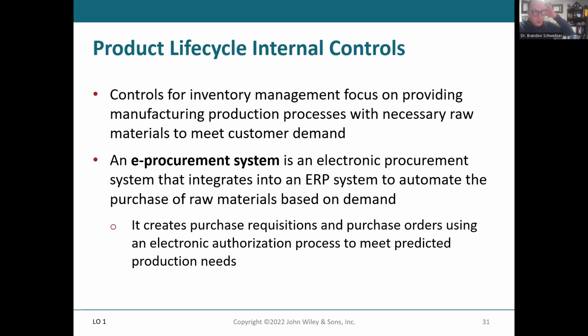So along the lines of the inventory, it's super important to have an established system of internal controls, as you might expect. These are controls for your inventory management, focusing, of course, on the production process with necessary raw materials to meet the customer demand. You never want to be out of stock. An e-procurement system is an electronic procurement system that helps to automate those purchases. And that's why I had mentioned earlier about the thresholds for certain inventory.